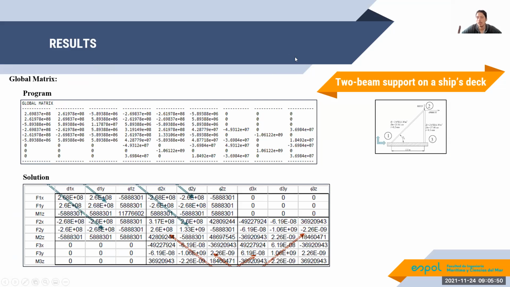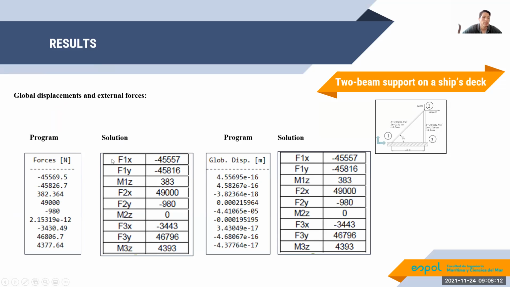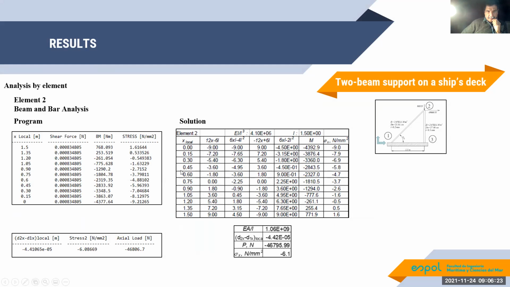The program was tested by solving a solved problem. In this case, two beams supported on a ship deck. As you can see, the results are very similar to the real solution. For example, the global matrix has the same values, and the global displacement and the forces are in the same order. It is the same for the beam analysis and bar analysis, as you can see.